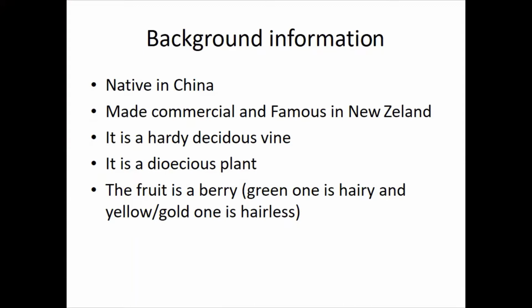Kiwi fruit vines are hardy deciduous vines, meaning they drop leaves in winter. And it is also a dioecious plant, meaning it has a male plant which serves as a pollinator and a female plant which bears the fruits. The fruit is a berry.